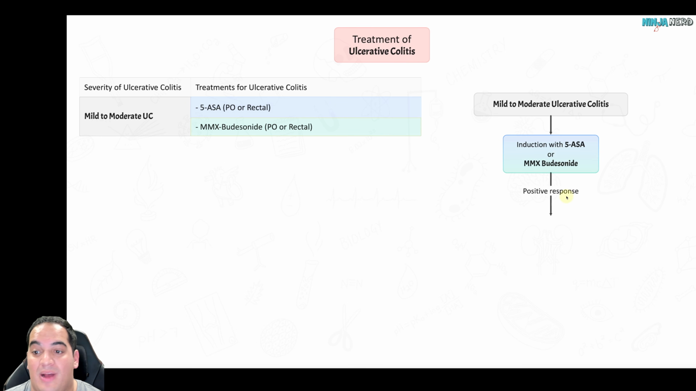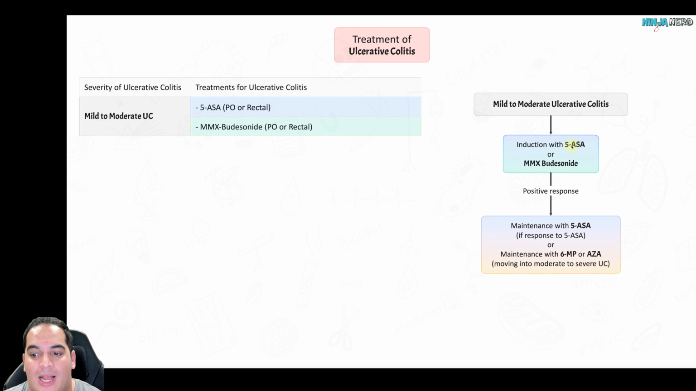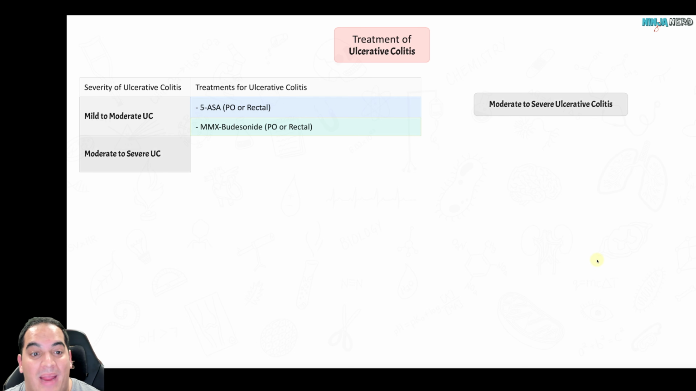And if they have a positive response, great. You don't want to keep them on a steroid though. And so oftentimes we'll either continue them on 5-ASA or we'll move to the next step, which is if they're kind of like not doing really great with 5-ASA, I can consider upgrading them to 6-mercaptopurine or azathioprine as a maintenance therapy.